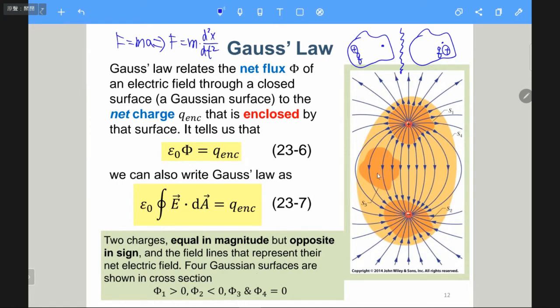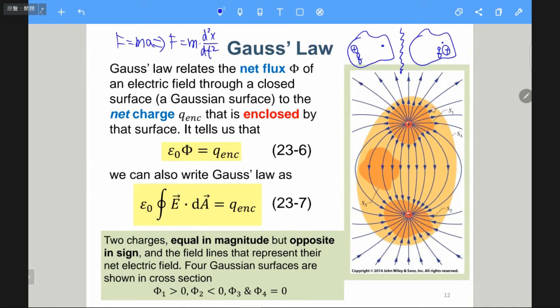And for S3, S3 is somewhere here, which means it doesn't have any charge inside this Gaussian surface. But as you can see, some of the electric field lines are pointing into S3, and some are pointing outward from it. Gauss law tells you that we don't have any charge inside S3, so the net flux will be zero, because there is no Q enclosed. The charge is outside of S3. So Q enclosed for S3 will be zero. And this is a constant, so only this integration could be zero. So the surface integral for S3 will be zero.